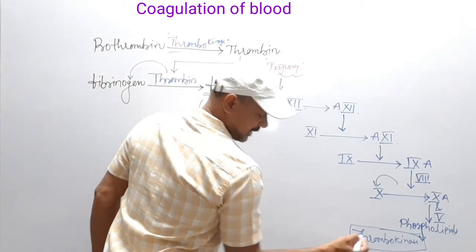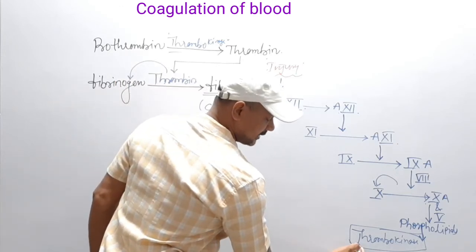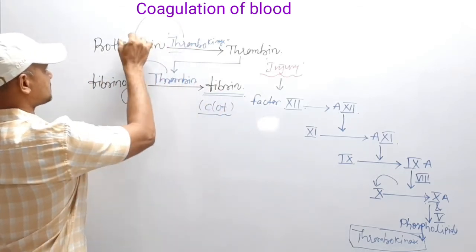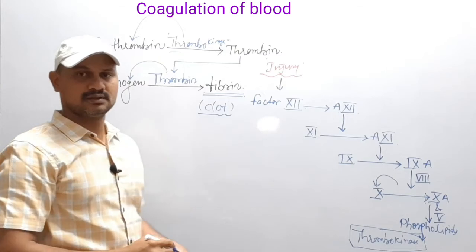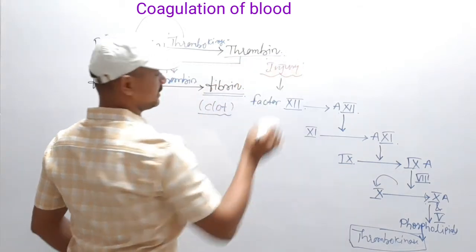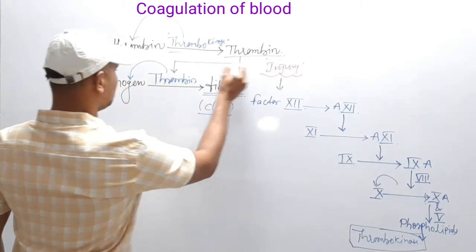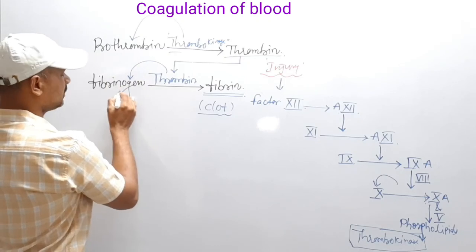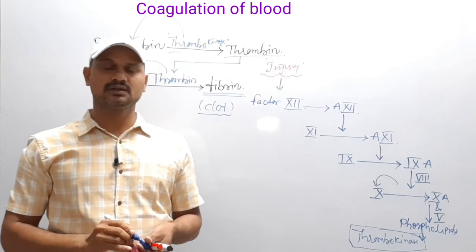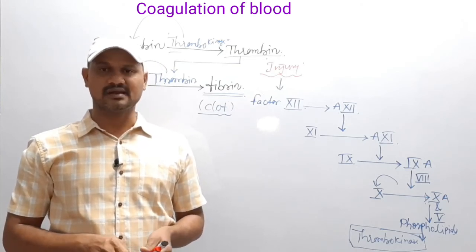Now let us see the role of thrombokinase. This thrombokinase acts on prothrombin, which is then converted into thrombin. Now the activated thrombin acts on fibrinogen, which is converted into fibrin, nothing but clotting, or clot.